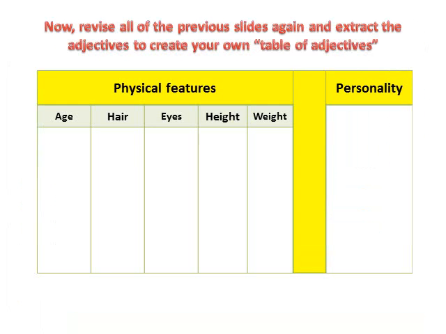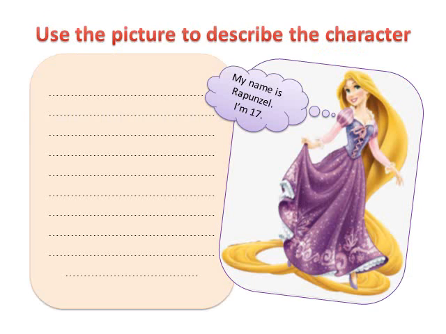Here is a learning strategy to help you create your own glossary of adjectives. What you're going to do is to read all of the previous exercises again and again. Why? To extract the adjectives. Extract the adjectives, then classify them in the table. As a final exercise, I need you to use the picture to describe the character. The character says, "My name is Rapunzel and I'm 17." Okay, describe the character in a paragraph or two, talking about her physical appearance and her personality.